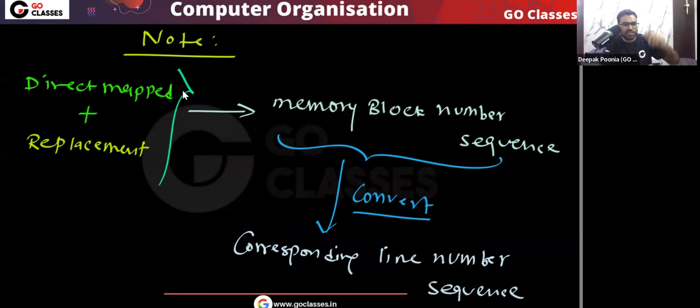Any memory block doesn't even have a choice. Every memory block will map to a unique line, so there is no choice available. That is the reason in the direct mapped cache, the replacement algorithm is not required.